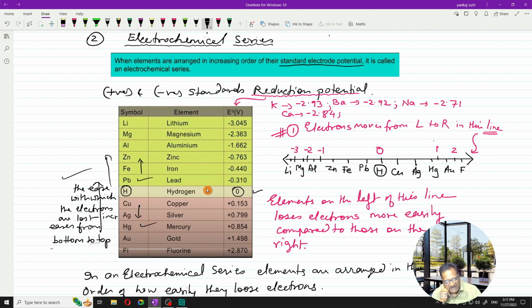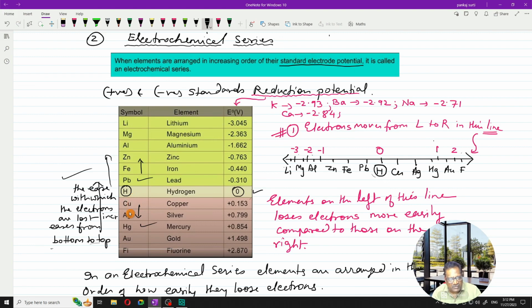Now the same electrochemical series, if I take it in a horizontal line form, like a number line in mathematics, you can see this 0. This 0 is nothing but the EMF voltage value of hydrogen, that is 0. Then can you see this 1, 2, -1, -2, -3? These are the values of the standard electrode potential. Some of the values are positive, some are negative. Positive values are written on the right hand side of 0 and negative values are written on the left hand side, like in the number line. And this is hydrogen, which has 0 standard electrode potential.